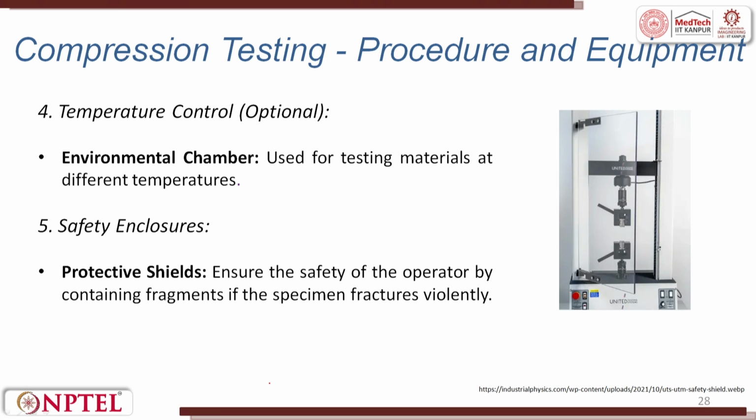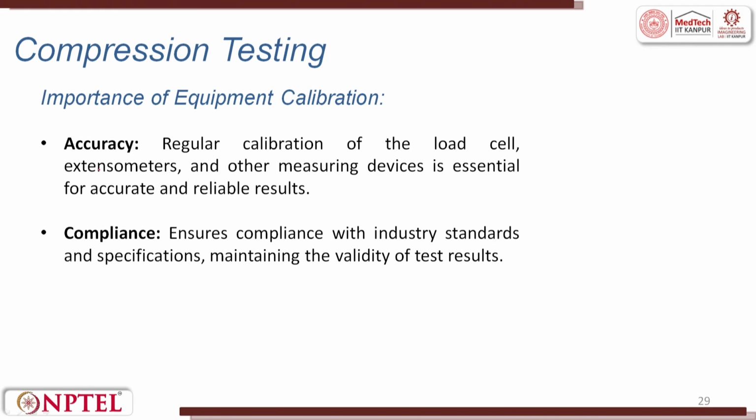Temperature control is similar to the tensile test, because the UTM is the same machine. An environmental chamber and protective shields are there, so that we simulate real world conditions and test the specimen. Accuracy and compliance are also the same. Regular calibration of the load cell, extensometers, and other measuring devices is essential for accurate and reliable results, and this ensures compliance with industry standards and specifications, maintaining the validity of the test results.